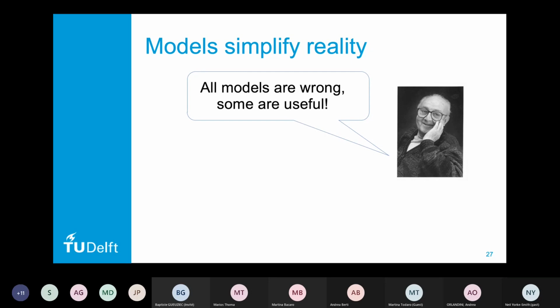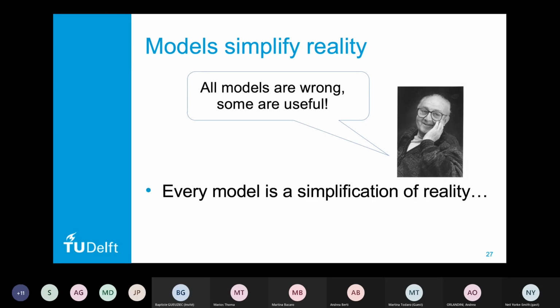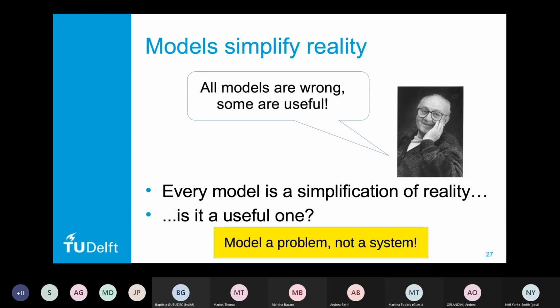And that's what we're trying to do today. We're trying to build useful models of real systems. Okay. So as I said, every model is a simplification of reality. The question is, is it a useful simplification of reality? Will it help us to answer the questions that, for example, we saw that some social scientists have or others? Okay, so the first, if you will, nugget here is model a problem, not a system.